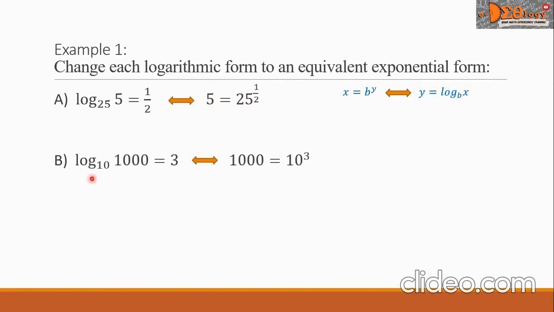From the given problem, log of 1000 base 10, we're going to write this 1000 again here, and this is equal to... the base 10 of the log is the same base for the exponent, and this number 3 is the exponent in here. So 1000 equals 10 raised to 3. This is our final answer.